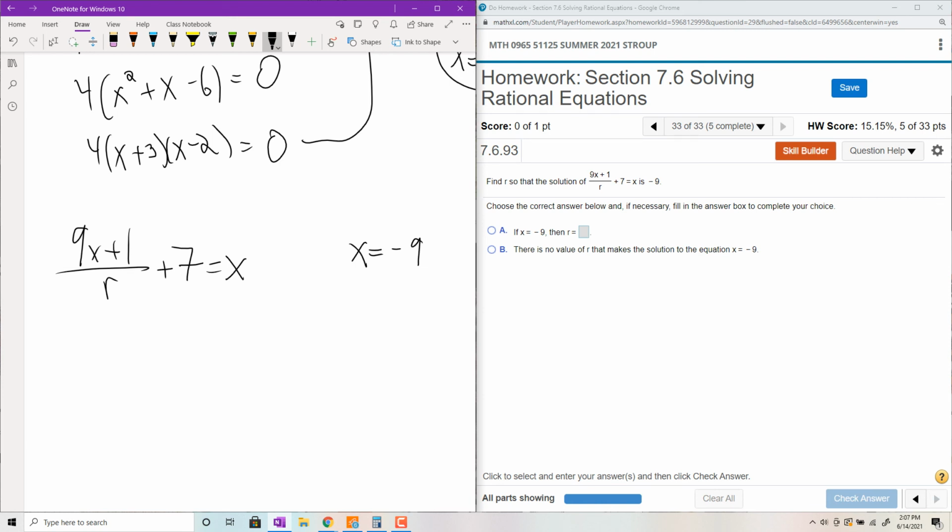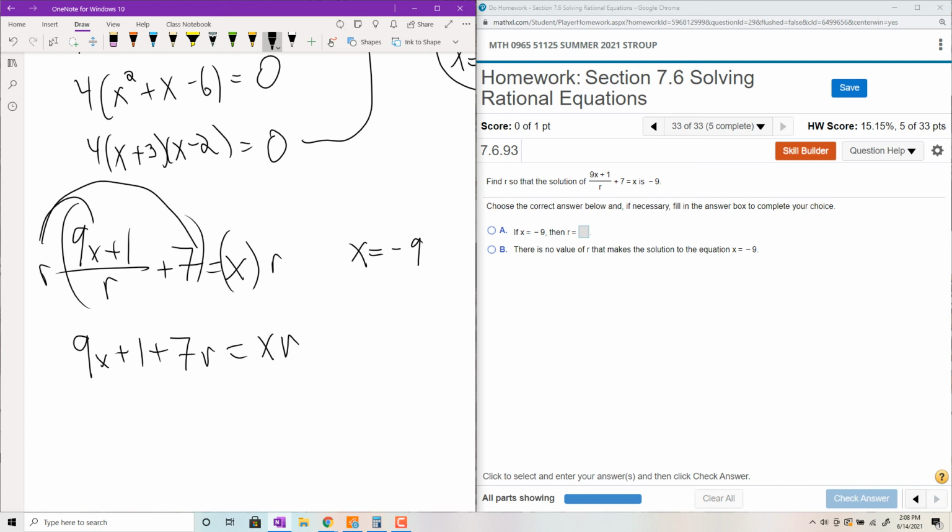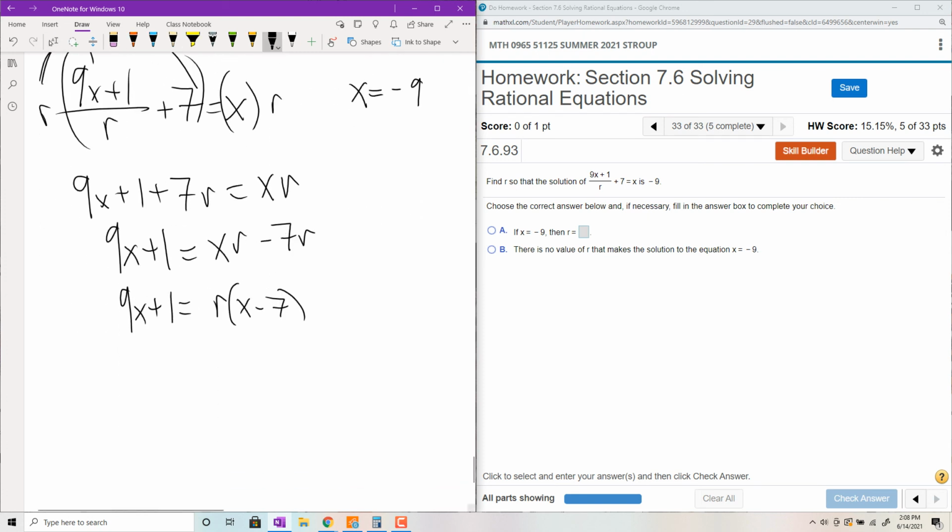Okie dokie. I'm going to multiply both sides by r to get rid of that fraction. So this times this will just give me 9x plus 1. This times this will give me plus 7r. On the right side, I'll get xr. And I get all the r material on one side, so I have 9x plus 1 equals xr minus 7r. Then you could factor an r out of that material. So 9x plus 1 equals r times x minus 7. Then I could divide both sides by x minus 7. So I have r equals 9x plus 1 all over x minus 7.